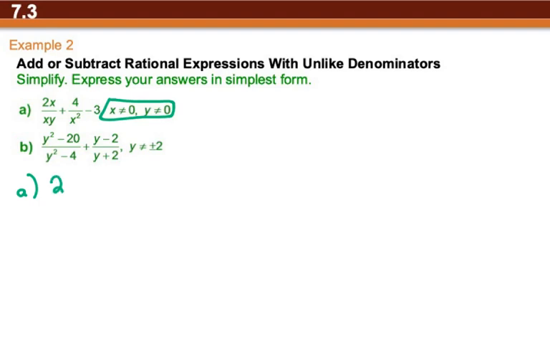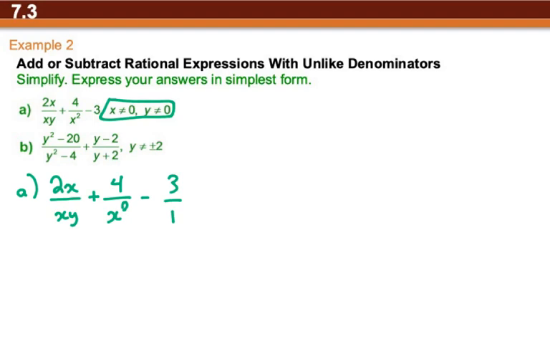So we have 2x over xy plus 4 over x squared minus 3, and for the time being I'm going to put it as 3 over 1. We will need to create a common denominator, and that 3 over 1 is just going to be a step we'll need to take anyways.